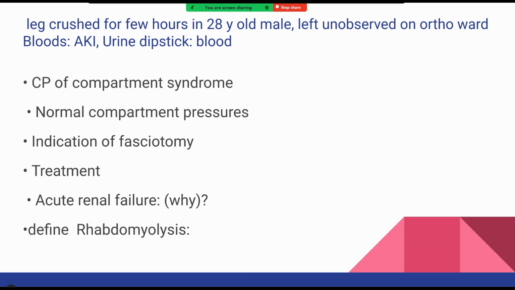Okay, so this is your scenario. Read it and then we will start our mock. Okay.